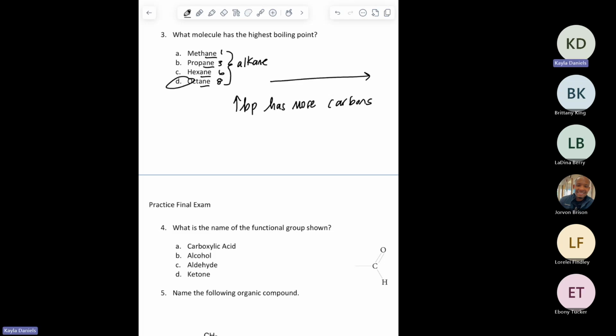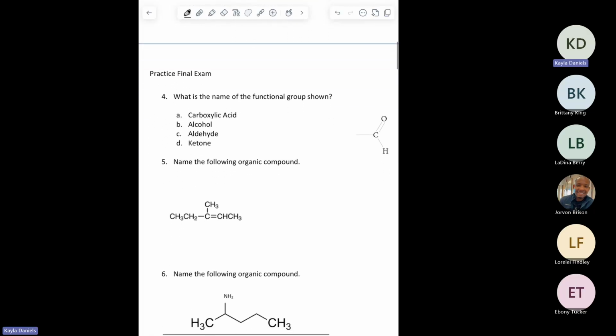4, what is the name of this functional group? So you have a few questions where you're identifying functional groups. So here, this is a carbon double bonded to an oxygen with a hydrogen at the end. So this is a ketone.